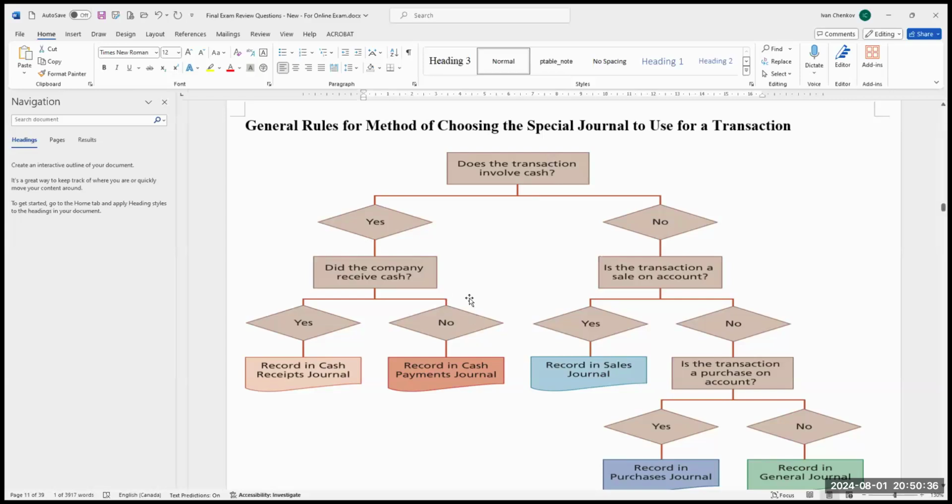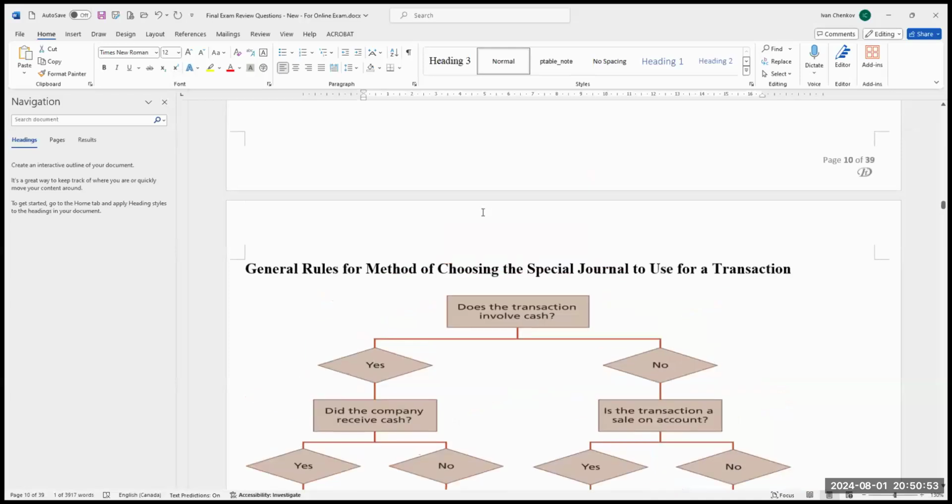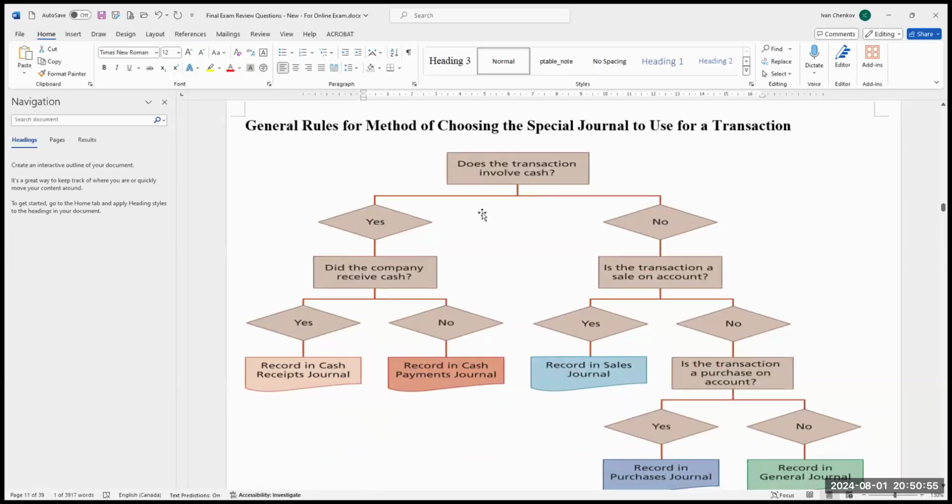So what you have to do is decide to which journal those events belong. And this chart is the perfect chart that's going to show you how to deal with every single event. So what's the question that you ask? First question. Let's say first we receive cash from a customer.